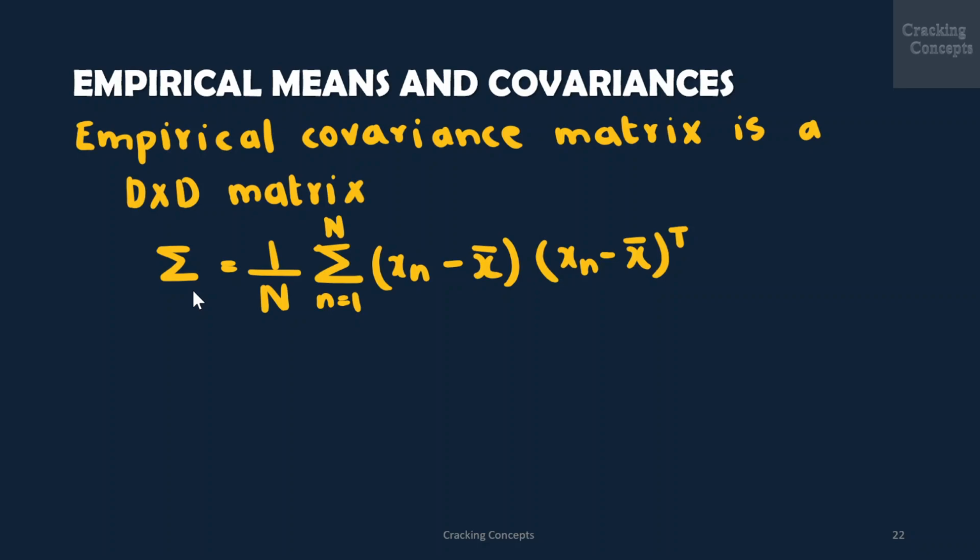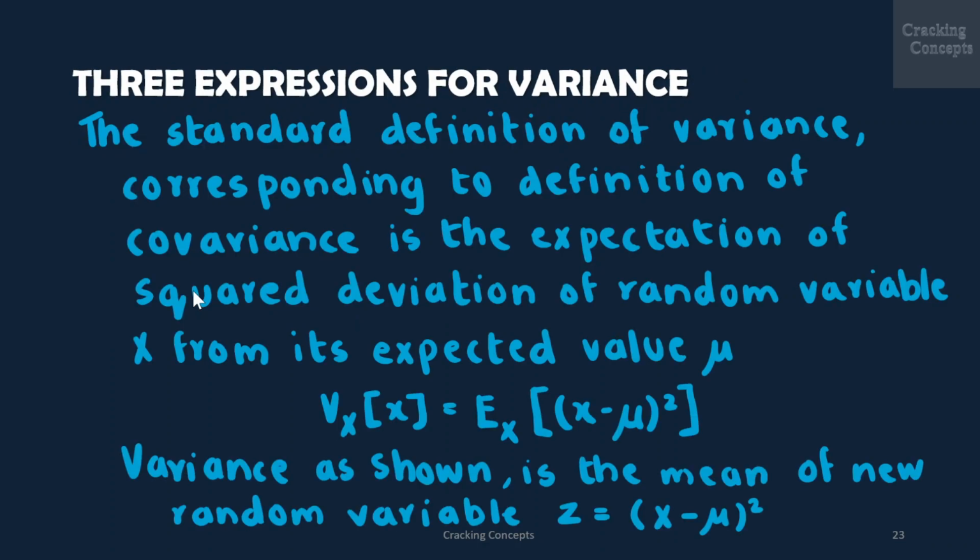To compute the statistics for a particular data set, we would use the realization, that is the observations x1 to xn, and use the two equations we mentioned before. Empirical covariance matrices are symmetric and positive semi-definite. We now focus on a single random variable x and use the preceding empirical formulas to derive three possible expressions for the variance.